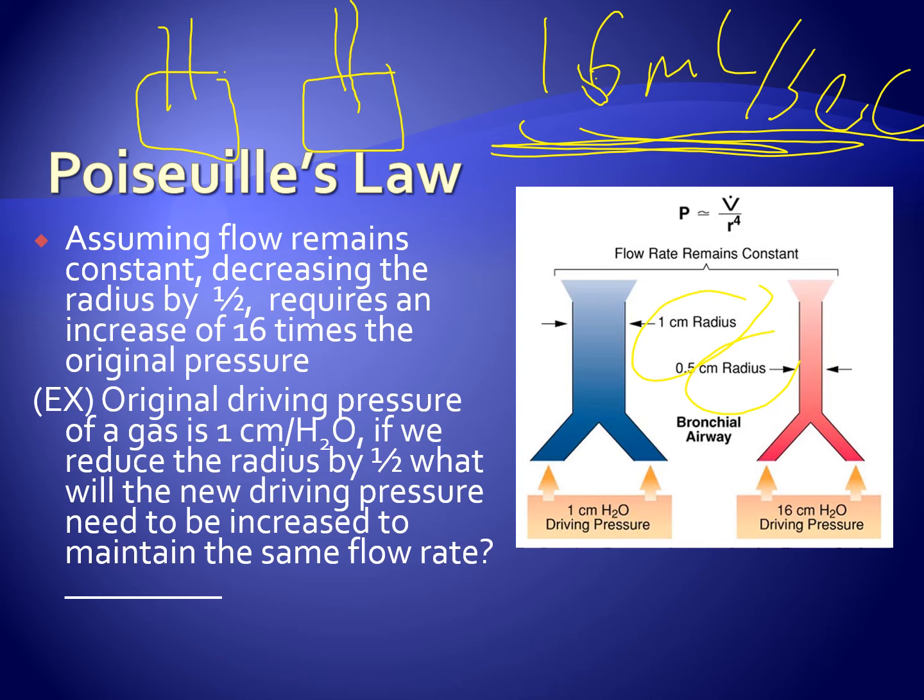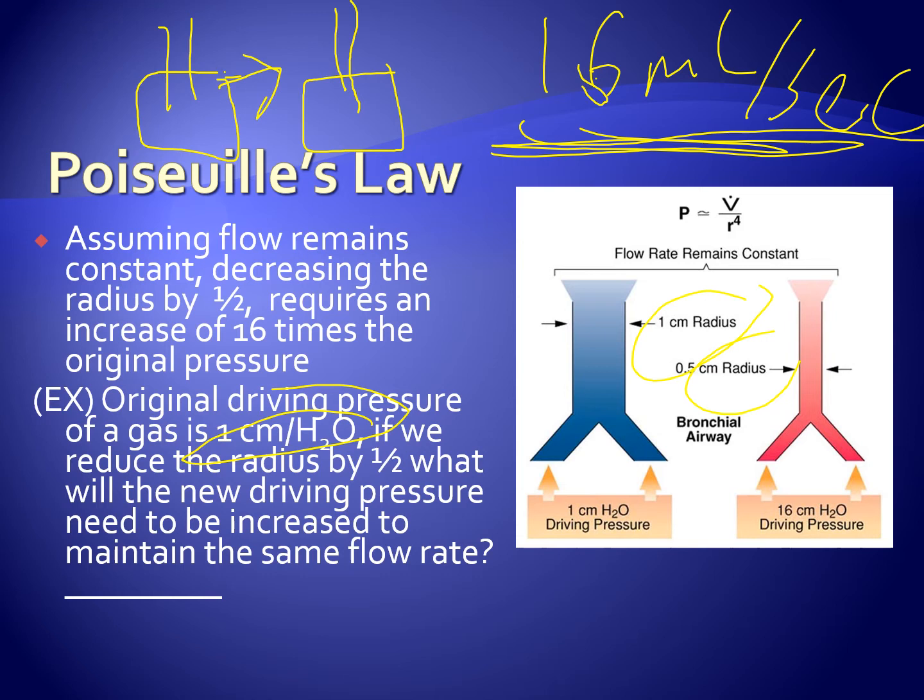So when someone has a bronchospasm, when they have a floppy airway, they're going to have to use more respiratory muscles to get the same amount of gas into or out of their lungs. This is also a 16-fold relationship. So if I have a driving pressure over here with my normal straw, I was using 1 centimeter of water pressure. Well, I might ask you, what would be my new pressure needed to get the same flow rate?